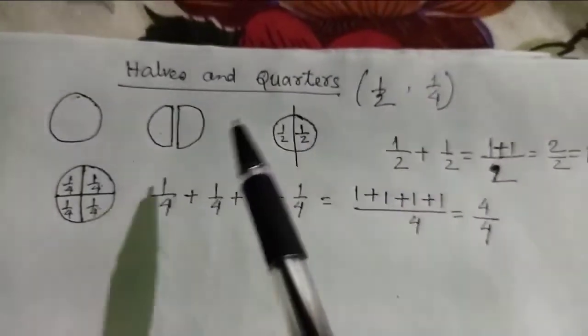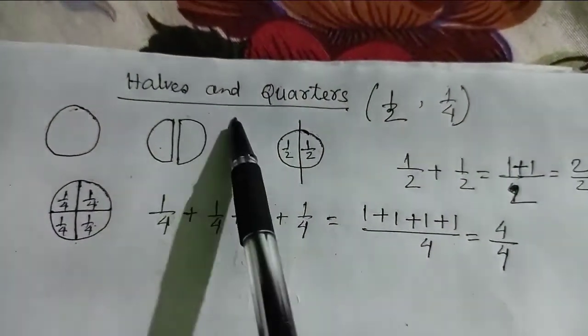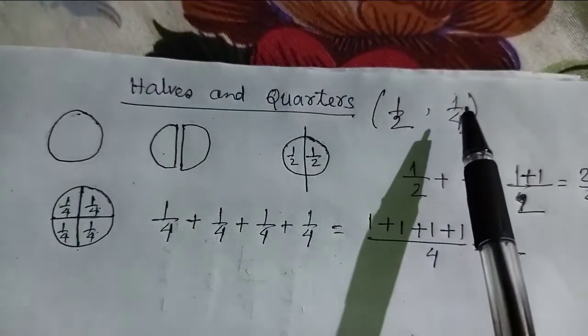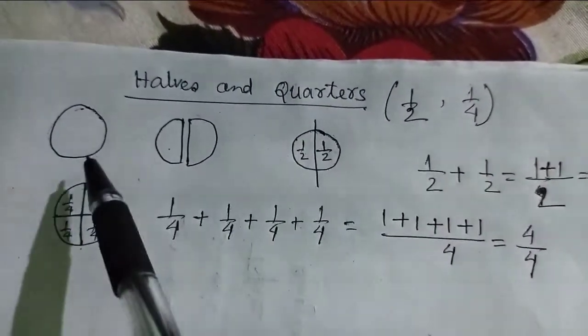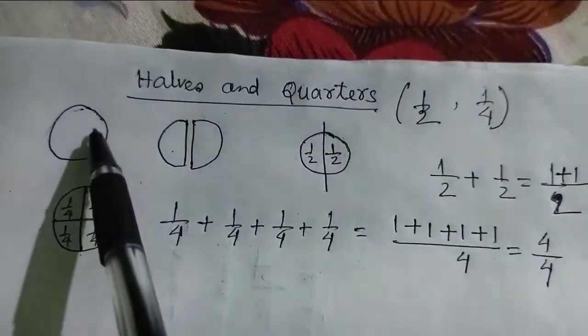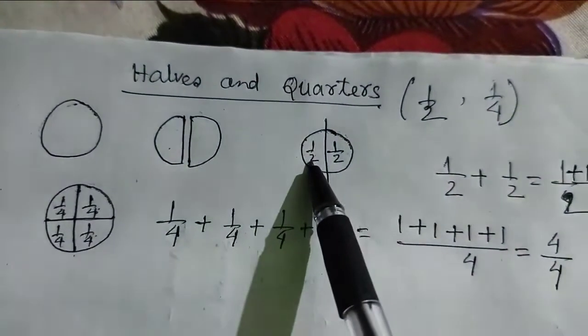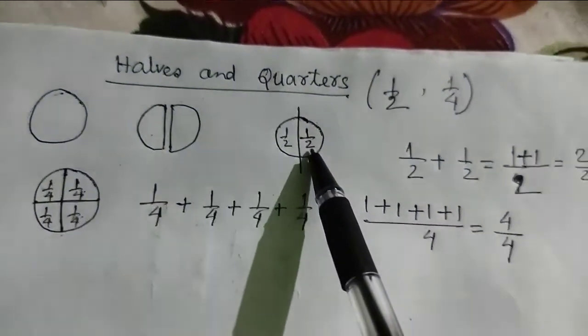Hello children, today we will learn halves and quarters. Half means 1 by 2 and quarter means 1 by 4. Now we take a chapati and cut it into 2 pieces. One piece is half and another piece also half.